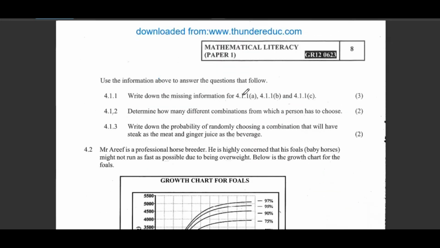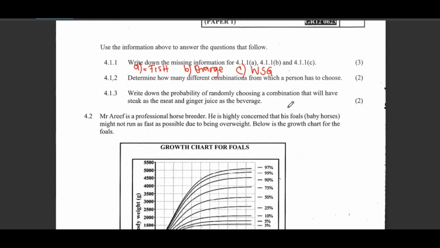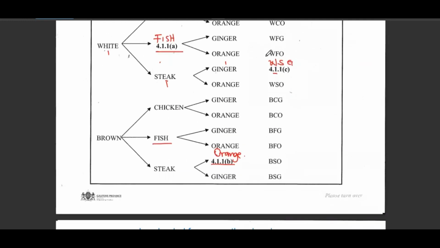Write down the missing information, as I was telling you. We said A will be fish, B will be orange, and the last one is the outcome, which is white dumpling with steak and ginger juice.